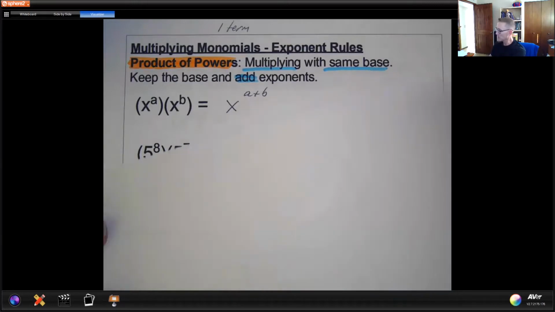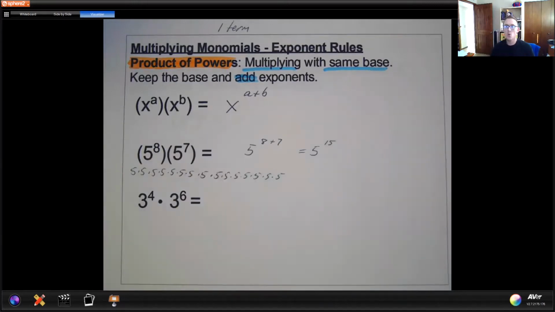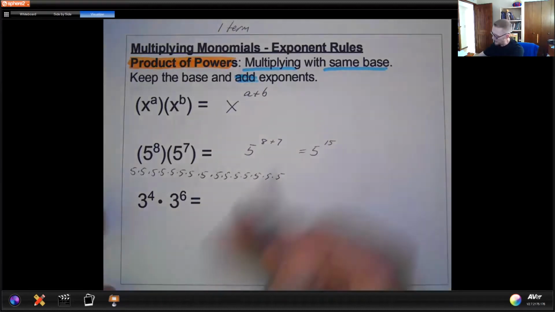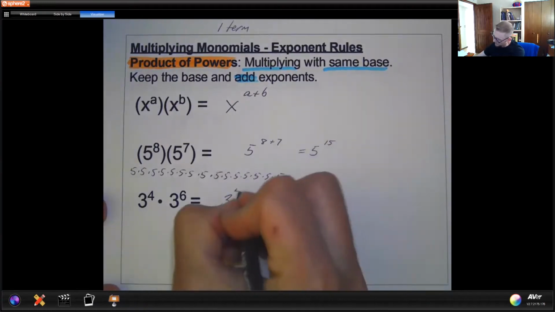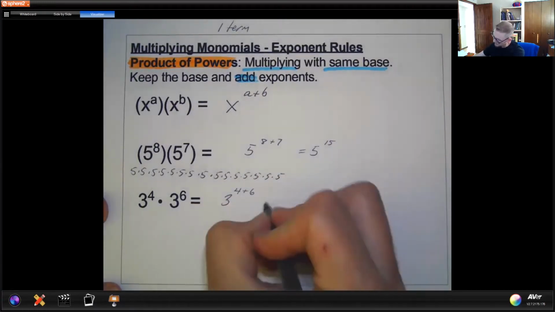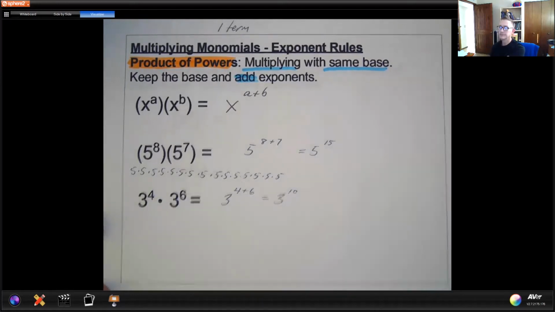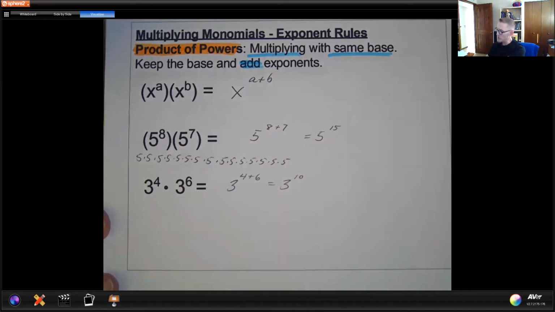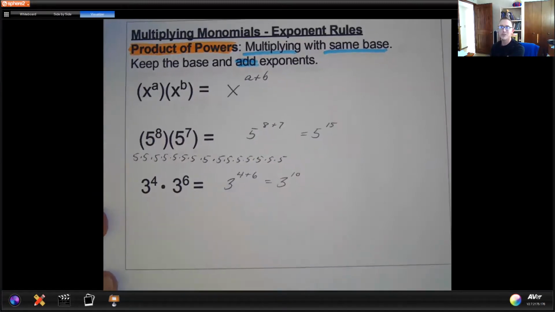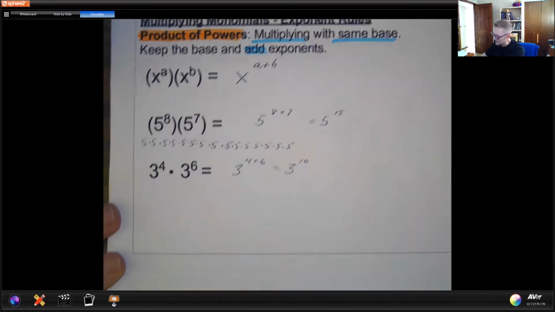Okay. So let's take a look at an example here where I'm showing multiplication using the dot instead of the parentheses. So find that answer. All right, same base, 3 to the 4 plus 6 equals 3 to the 10th power. Now I'm showing this in between step here of the 4 plus 6 because of what's going to happen next.